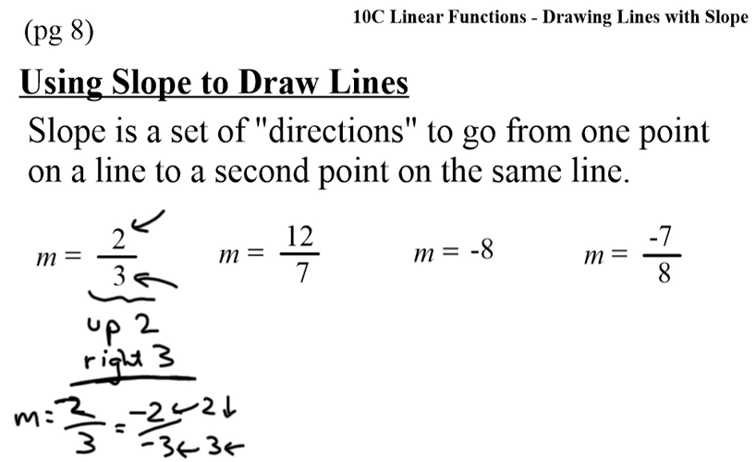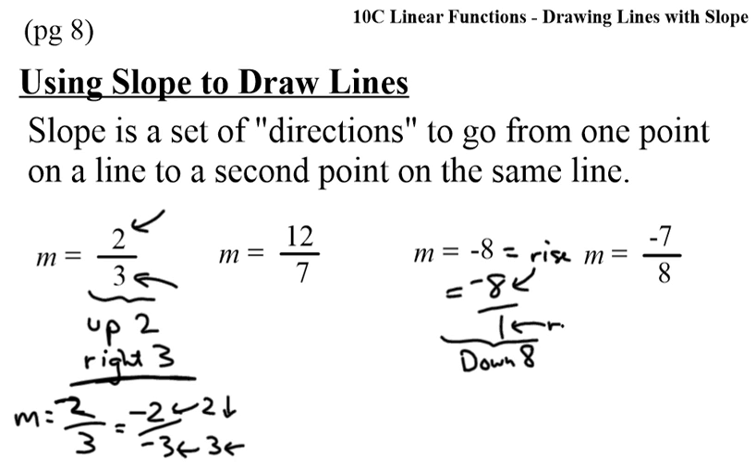What can I always do with a whole number, though? A whole number can always go over 1. So negative 8 is the same as negative 8 over 1. What do these directions tell me? We have a rise of negative 8. And that means a rise of negative 8 is actually down 8 because it's a negative vertical change.